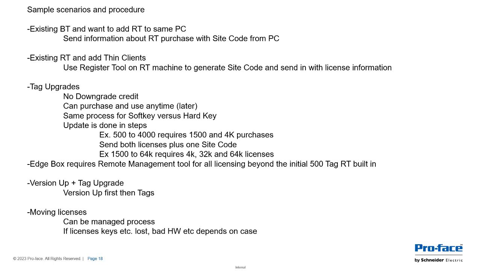Okay. And then just another note, the HMI Edge box does require the remote management tool, because there's no built-in screen. So if you want to upgrade the license from say 500 tags to 4,000 tags, that's done with the remote management tool. Then if we're doing a version up plus tag upgrade, typically we do the version up and then we upgrade the tags. And as far as moving licenses, that can be a managed process. It's done on a case by case basis. And again, if the licenses or keys are lost, bad hardware, etc., your license potentially could be lost. It depends on the case. Okay.